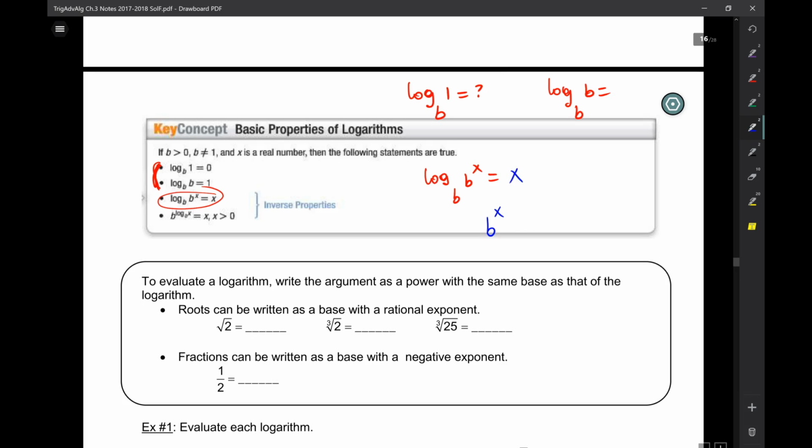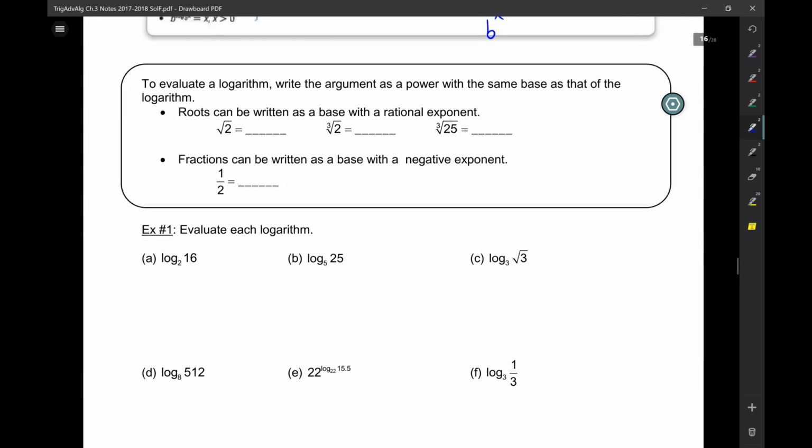Okay? So take a look at this. Log base 3 of 3 to the x. What should I have as an exponent of 3 so I get 3 to the x? X. That's all. So you could just cross out log 3, 3 and just get an x. Okay? All right.